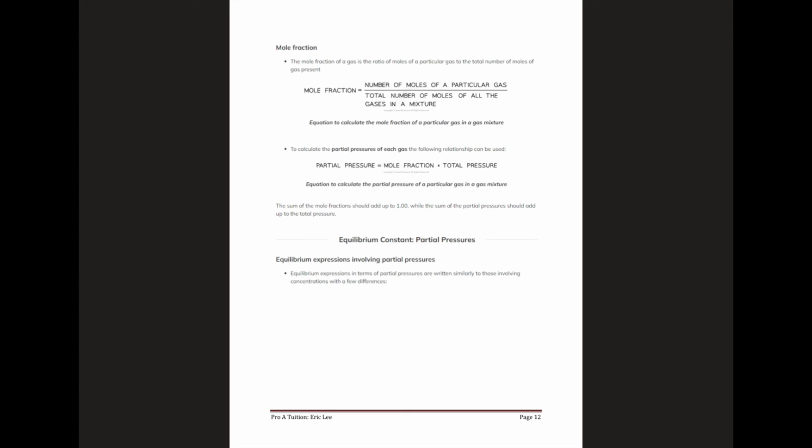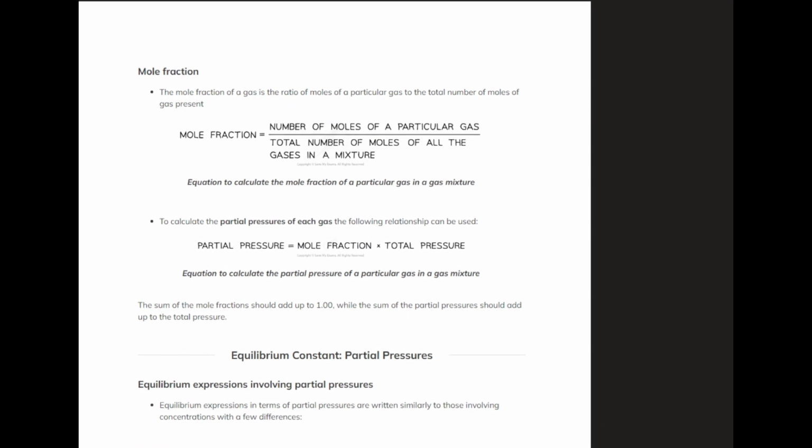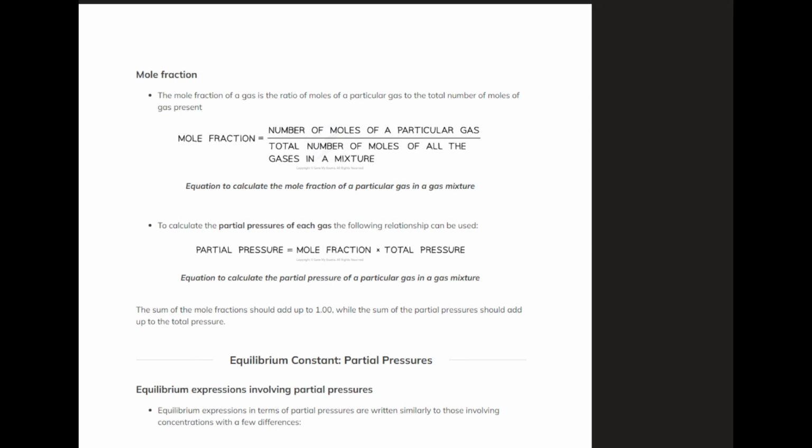Okay, so when you want to do partial pressure, we need to use mole fractions, because later partial pressure is equal to mole fraction times total pressure. So that's why we need to learn what is mole fraction. So the mole fraction of a gas is the ratio of moles of a particular gas to the total number of moles of gas present.